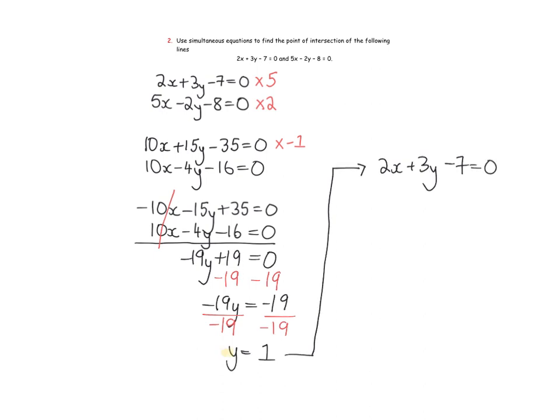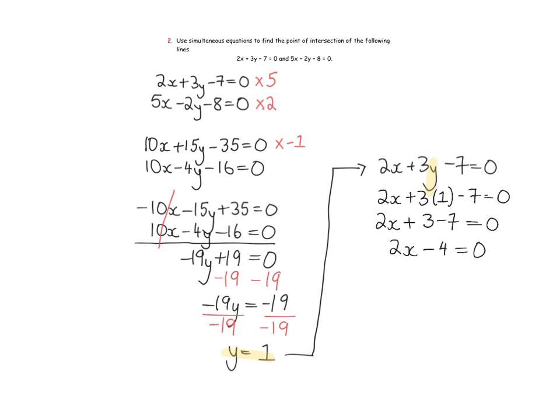We know that y is equal to 1, so every time we see a y now, we can replace it with 1. When we do that, we'll be left with 2x plus 3 by 1 minus 7 is equal to 0. This becomes 2x plus 3 by 1 is 3, minus 7 is equal to 0. We'll get 2x, 3 minus 7 is minus 4, is equal to 0.